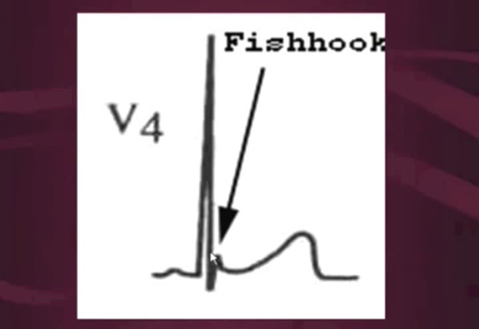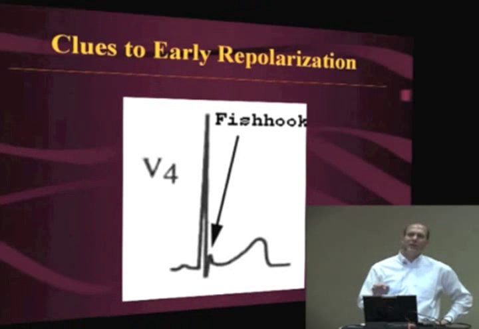Okay, so this is the fishhook contour, and basically what it means is the initial part of that ST segment, instead of sort of coming off the QRS, is actually tented up. So there's like tenting of the initial part. If that's present in V3, V4, or sometimes V5, that's pathognomonic of benign early repole.